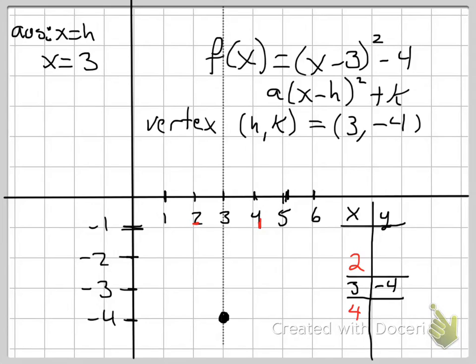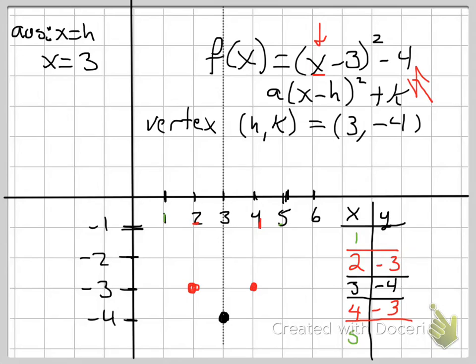So if we plug 2 into our formula, 2 minus 3 is negative 1, and negative 1 squared is 1, and then we subtract 4, and that's going to give us negative 3. And similarly, if we plug 4 in, 4 minus 3 is 1, 1 squared is 1, minus 4 is also negative 3. So we have 2 symmetric points there.